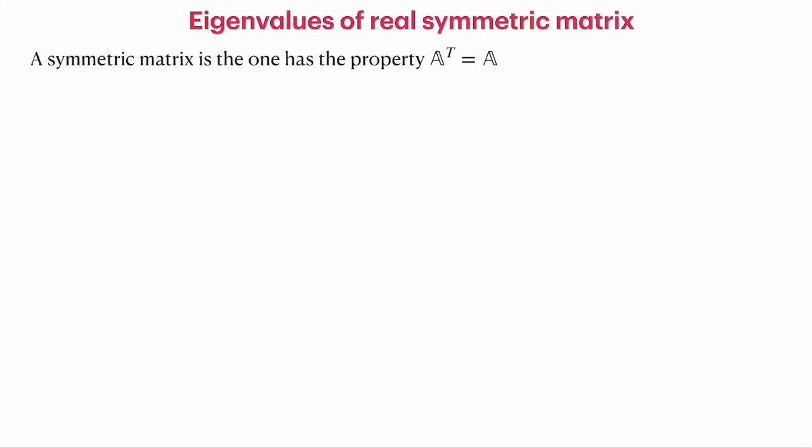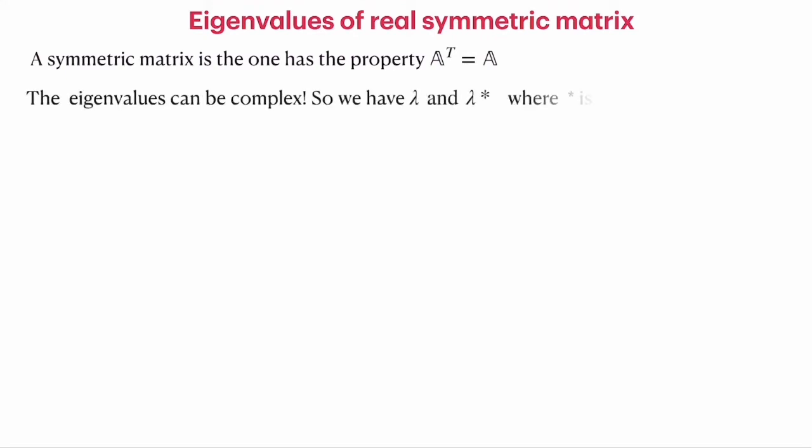Diagonal elements can be anything, but the upper triangle part of the matrix should be equal to the lower triangle part. So this is what we call the symmetric matrix. The eigenvalues in general can be complex, as we have seen. So we should allow the freedom to handle both real and complex eigenvalues.